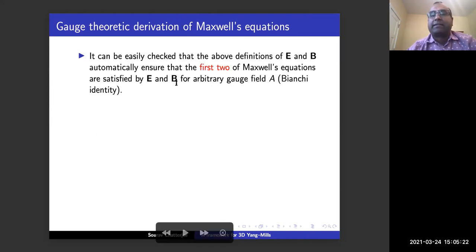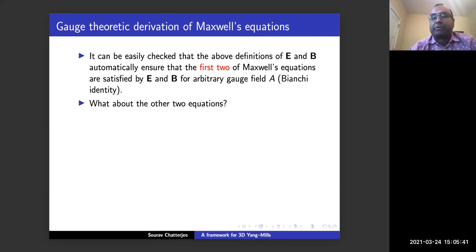It can be easily checked that the above definition of E and B automatically ensures the first two of Maxwell's equations are satisfied for any gauge field A. The way this is defined, you can check that the first two equations are automatically satisfied. This is sometimes called the Bianchi identity in differential geometry.